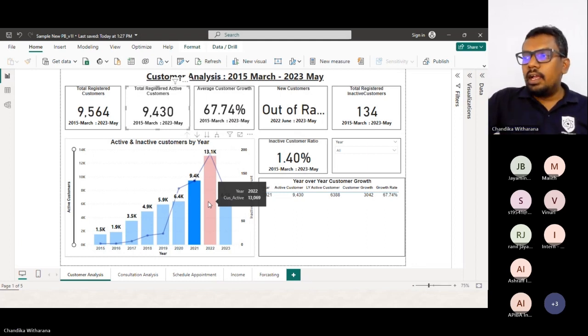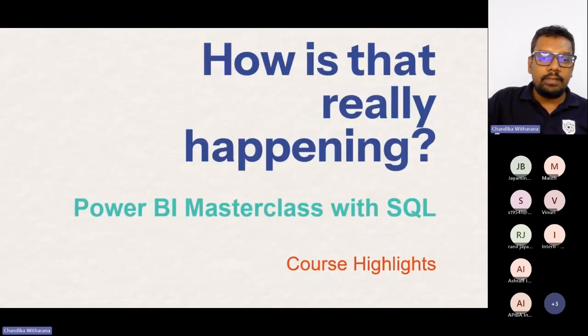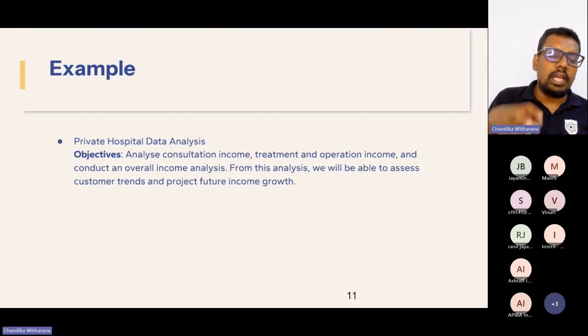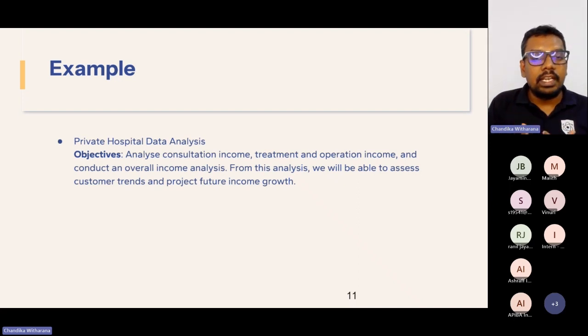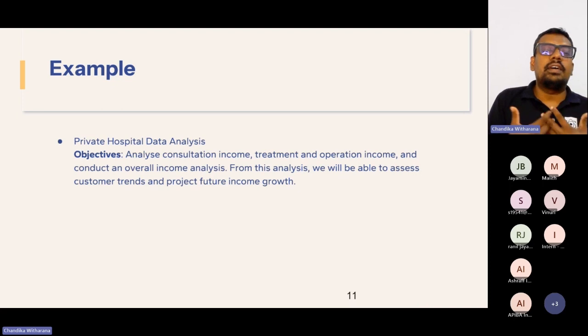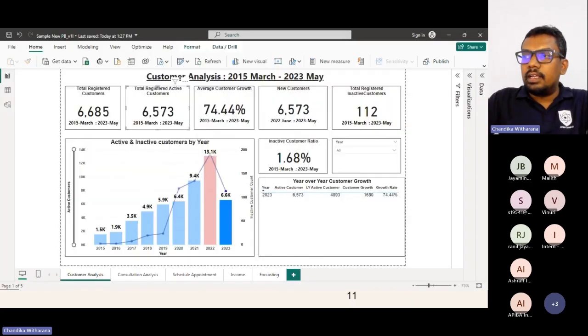Some designs for the data visualizations. This is actually an example of a private hospital analysis database. So what was the objective of this project? Mainly we need to analyze the consultation income, statement and operational income, and conduct overall income analysis. From this analysis, we should be able to assess some customer trends and project future income growth.